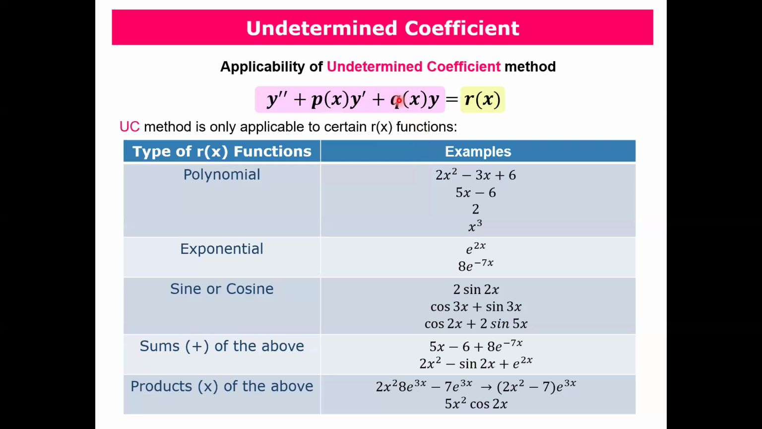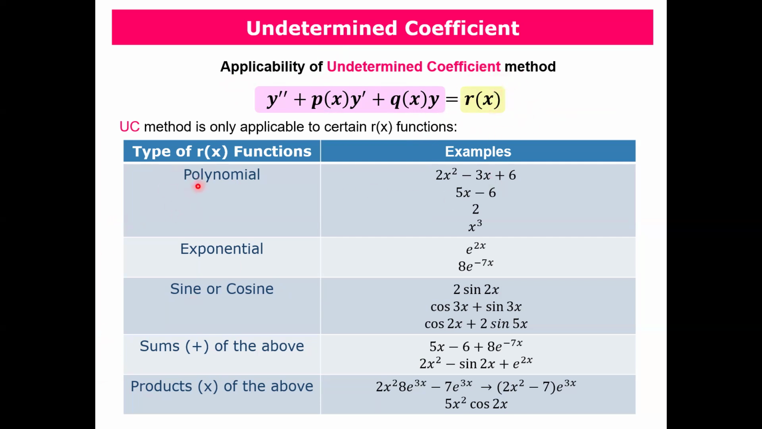Okay, let's go through this method in more detail. I've said before that one of the cons of the undetermined coefficient method is that it has limited applicability, meaning that it can only solve certain types of R(x). So what are the R(x) that can be solved?